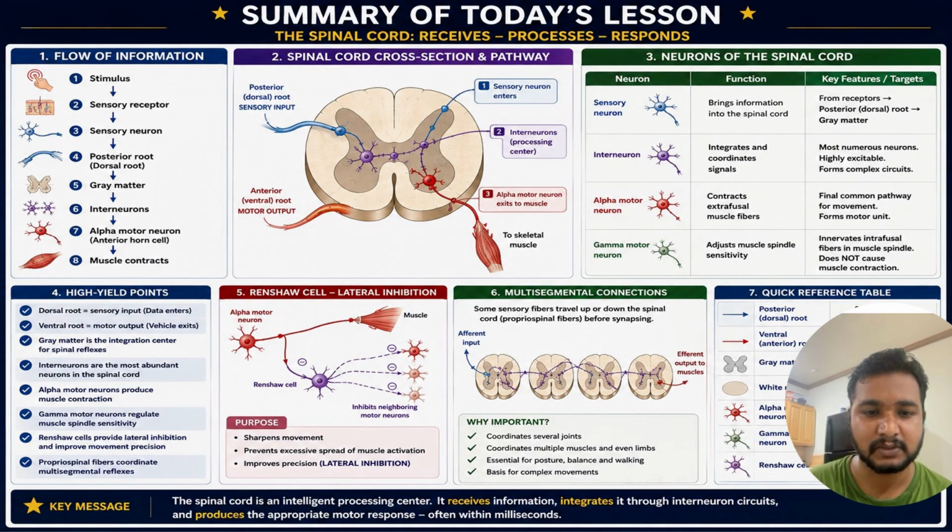Key message to remember: the spinal cord follows one simple sequence: receive, process, respond. Sensory neurons bring information in, interneurons make the decision, and motor neurons carry out the action. In the next lecture, we'll begin our first spinal reflex, the muscle spindle and the stretch reflex, one of the most important and clinically relevant reflexes in physiology.